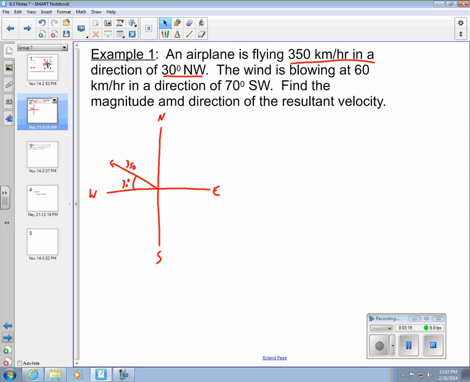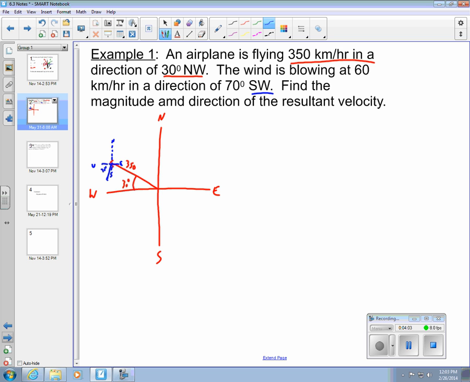And then we've got something that's impacting the airplane here. The wind is blowing at 60 kilometers per hour in a direction of 70 degrees southwest. So at the end of this part, I'm going to draw the wind blowing, which is 60 kilometers per hour. Think of this as another north, south, west, east at the end there. And it says southwest, so 70 degrees southwest, remembering to put your angle in there. So that's 70 degrees.